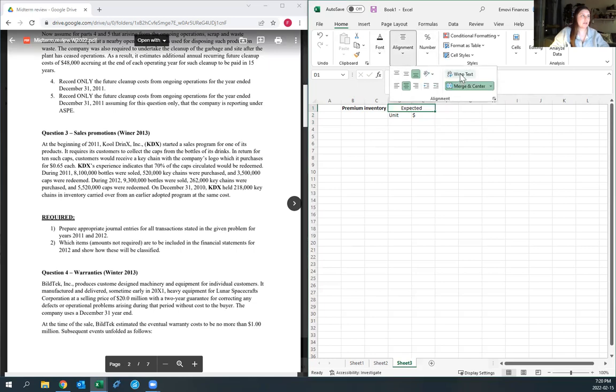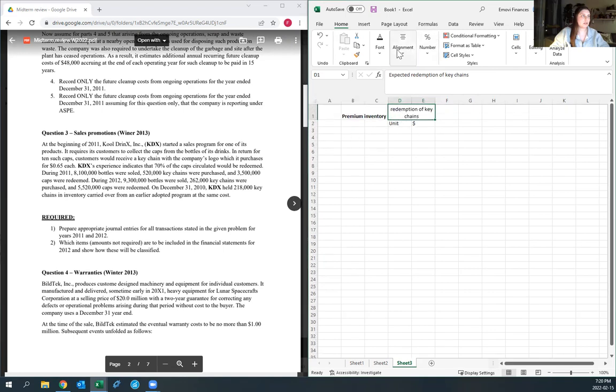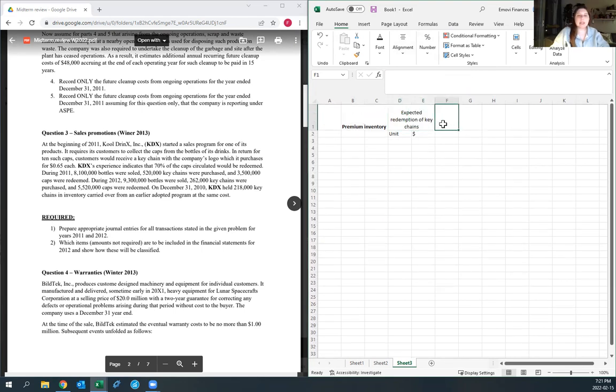Here I'm going to put the actual redemption of keychains, again in units and in dollars. And here I'm going to put my liability balance, but I don't think it's required for this question, but just good practice to have it.